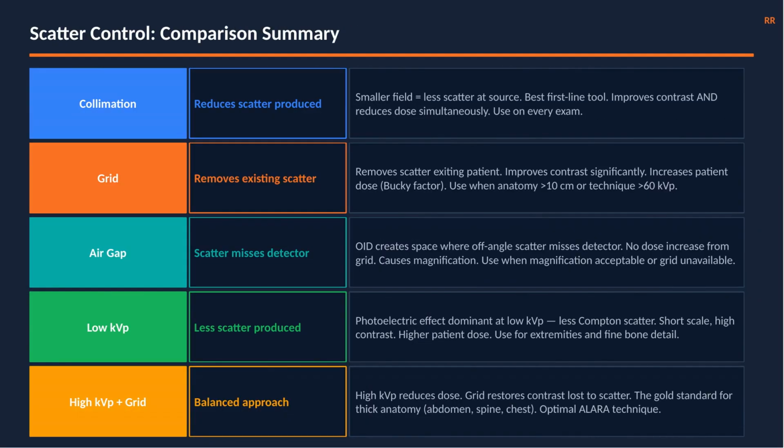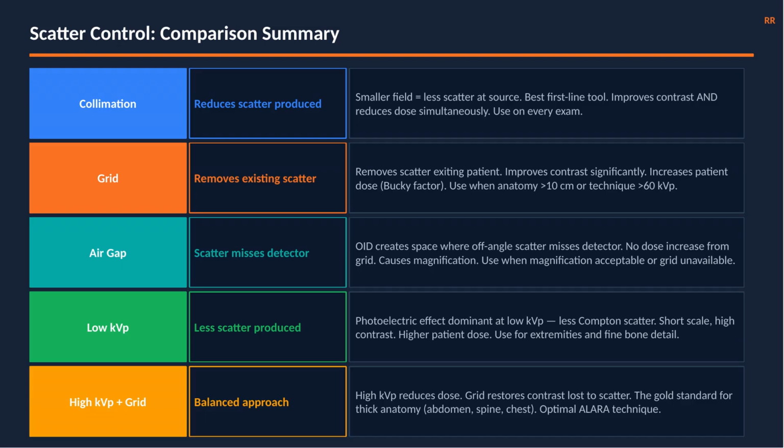The comparison table on this slide puts all four control methods side by side. Lock in what each one does, when to use it, and what the trade-off is. Collimation reduces scatter produced at the source. The best first-line tool, always use it. Improves contrast and reduces dose from the same single action. No downside when used correctly. Use it on every exam.